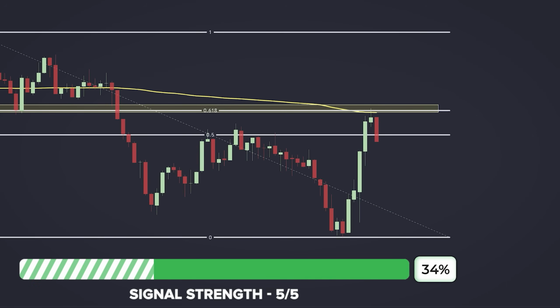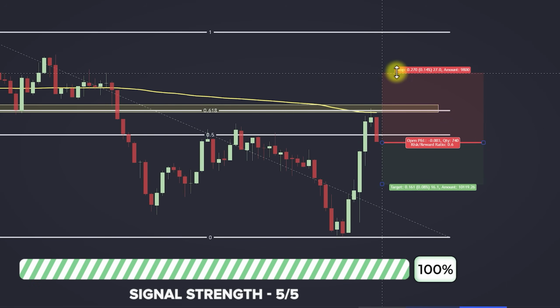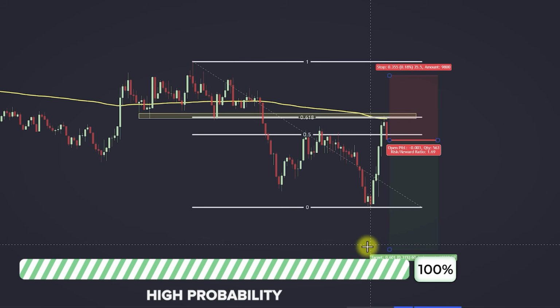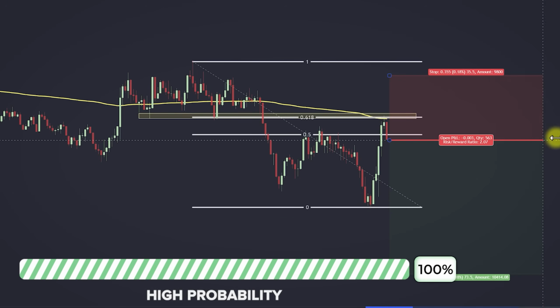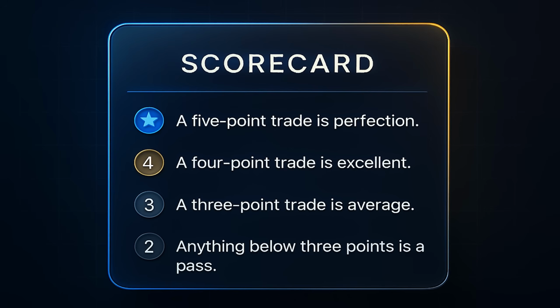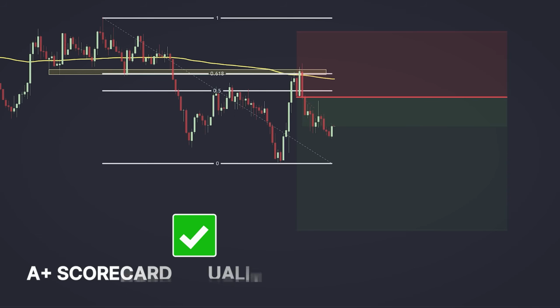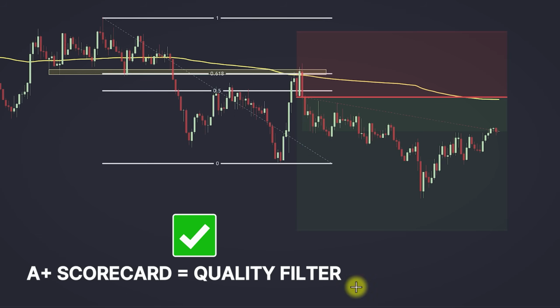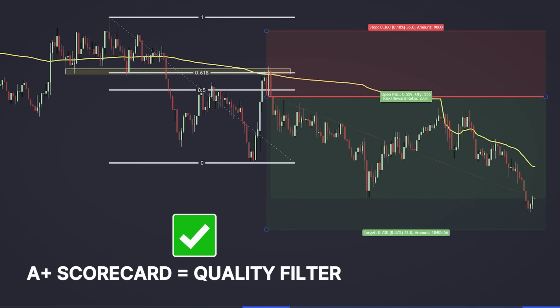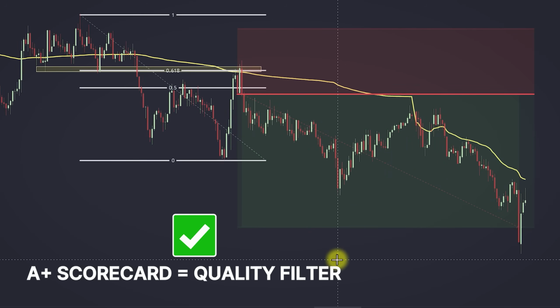This scorecard eliminates emotional trading. You're not trading because you're bored or because you feel like you should be in the market. You're trading because the setup meets your criteria, like a checklist for success. A 5-point trade is perfection. A 4-point trade is excellent. A 3-point trade is average. Anything below 3 points is a pass. Most traders take 3-point trades and wonder why they are not making money. You're going to wait for 4 and 5-point trades. This is your filter for quality control.